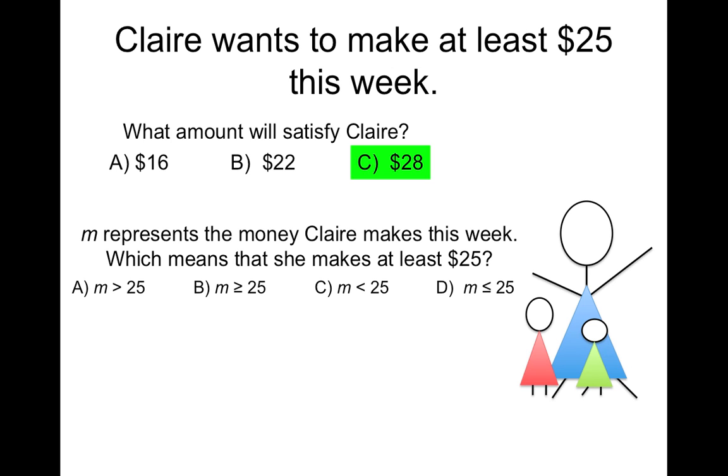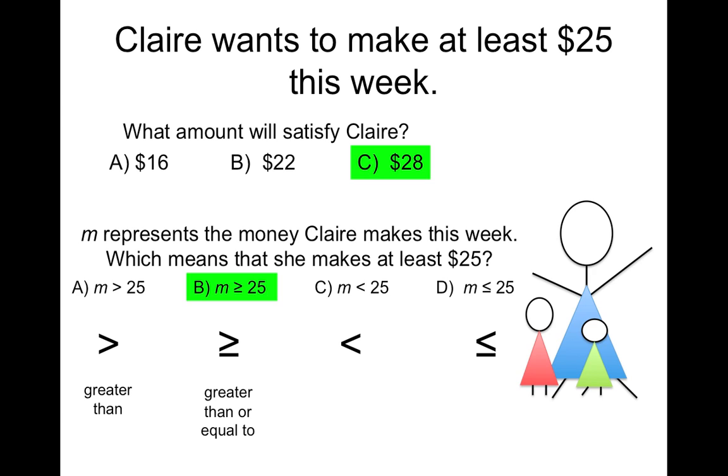If we represent the money she makes with the letter M, which statement means that she makes at least $25? At least $25 means the money that she makes will be greater than or equal to $25. Recall, these symbols mean greater than or equal to, less than or equal to.